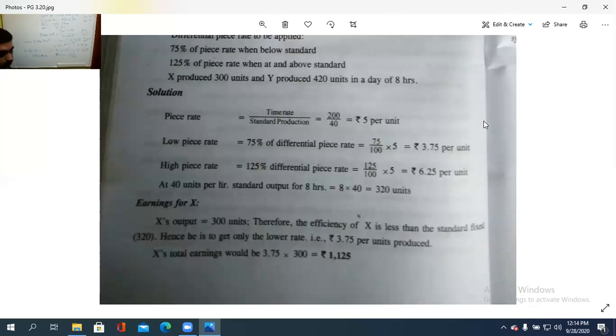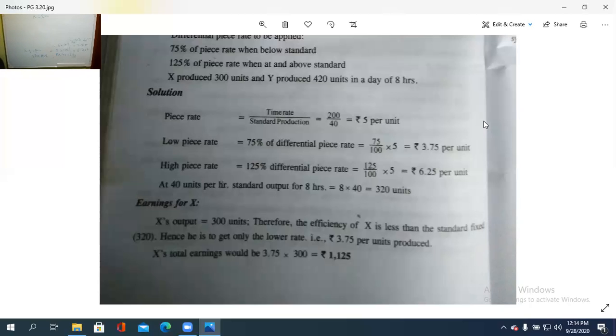അപ്പം ഏർണിങ്സ് ഓഫ് എക്സ് നമ്മൾ കണ്ടുപിടിക്കണം. സോ എക്സ് ഔട്ട്പുട്ട് എത്രയാണ്? 300. Isn't it? എക്സിന്റെ ഔട്ട്പുട്ട് 300. Then efficiency of x is less than the standard fixed. ഇല്ലേ? 320 ആണ് സ്റ്റാൻഡേർഡ് ഔട്ട്പുട്ട്. അപ്പം 20 കുറവാണ് അതിൽ നിന്ന്. സോ 300 എക്സ് പ്രൊഡ്യൂസ് ചെയ്യുന്നുള്ളൂ.